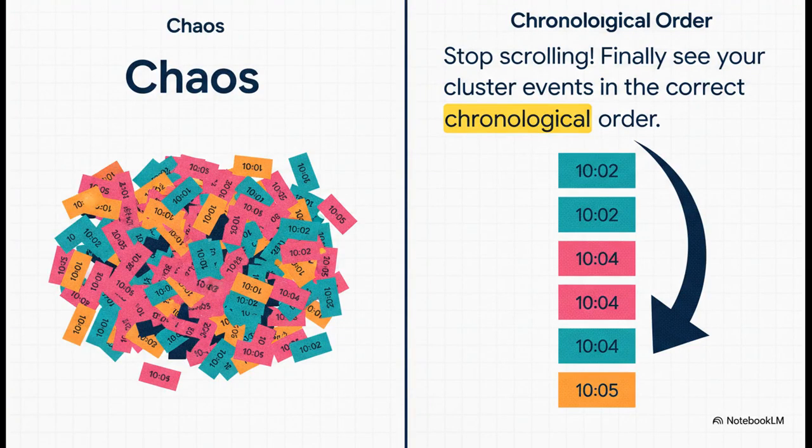I'm serious. Just stop scrolling through that jumbled mess of events, trying to play detective and piece together a timeline. This one little flag, that's it, sort by last timestamp, gives you a clean, chronological story of what's going on. It is a massive, and I mean massive, quality of life improvement when you're pulling your hair out trying to figure out why a pod won't start.